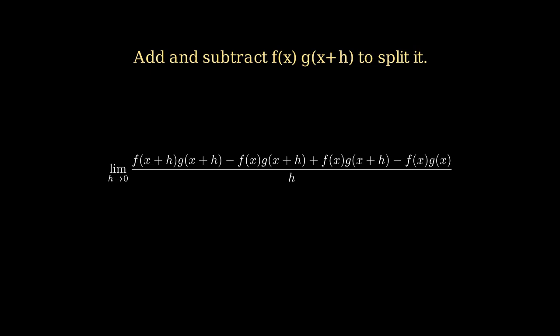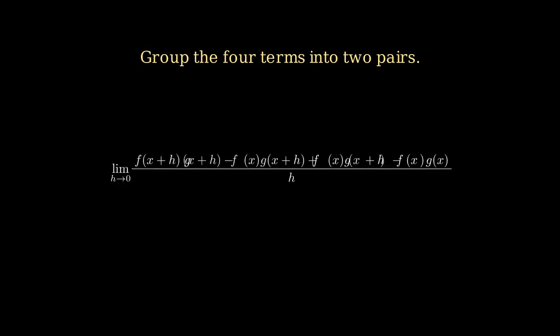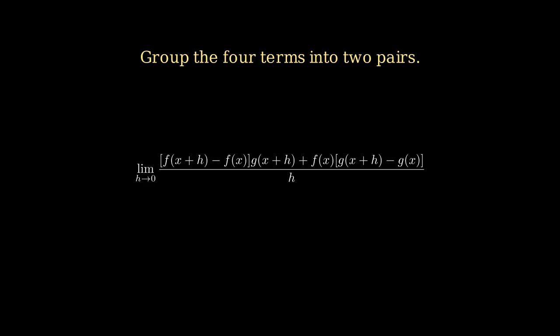To split it apart, we use the add and subtract trick. We insert the same term, f of x times g of x plus h, once with a plus sign and once with a minus sign, so the numerator becomes f of x plus h times g of x plus h minus f of x times g of x plus h plus f of x times g of x plus h minus f of x times g of x. Now group these 4 terms into 2 pairs. The first pair is the quantity f of x plus h minus f of x times g of x plus h. The second pair is f of x times the quantity g of x plus h minus g of x.